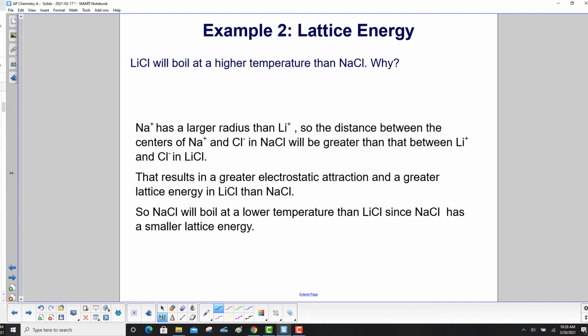Why? The sodium ion has a larger radius than the lithium ion, so the distance between the centers of sodium and chlorine in NaCl will be greater than that between lithium and chlorine in lithium chloride. That results in a greater electrostatic attraction and a greater lattice energy in the lithium chloride than the sodium chloride. Right, they're closer together. The lithium is closer to chlorine than the sodium is to chlorine. So sodium chloride will boil at a lower temperature than lithium chloride since sodium chloride has a smaller lattice energy.